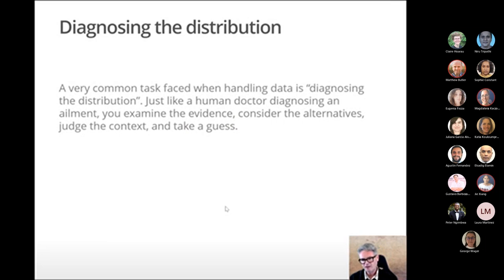Now, the last thing that we do on this bootcamp page is we diagnose the distribution. And this takes some practice. Just like a human doctor diagnosing an ailment, you examine the evidence, consider the other possibilities, the alternatives, you judge the context, what kind of data you have, and then you guess about it, just like a doctor does. That is essentially exactly what the statistician does. But we do have a few other tricks in our bag that we will look at.